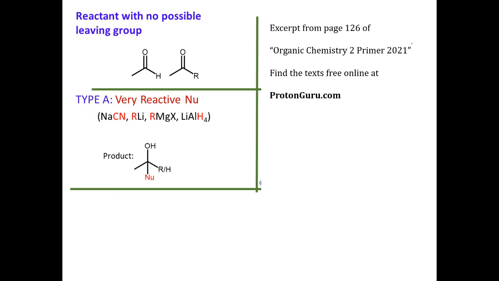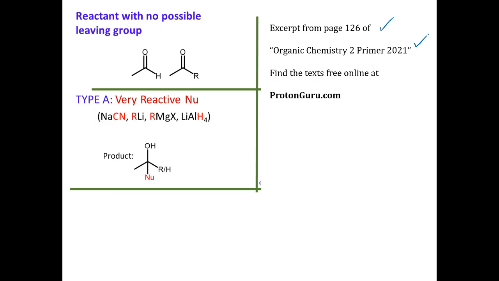Today we're looking at Lesson 6.5 in the Organic Chemistry 2 Primer 2021. I just want to show you quickly an excerpt from page 126 of the primer. This is not one of the slides that you can find. You can find all the slides at ProtonGuru.com if you want to print them out and fill in the blanks as we go along. This particular picture is not in the slides, though. It's in the primer, which is also available free on the website.